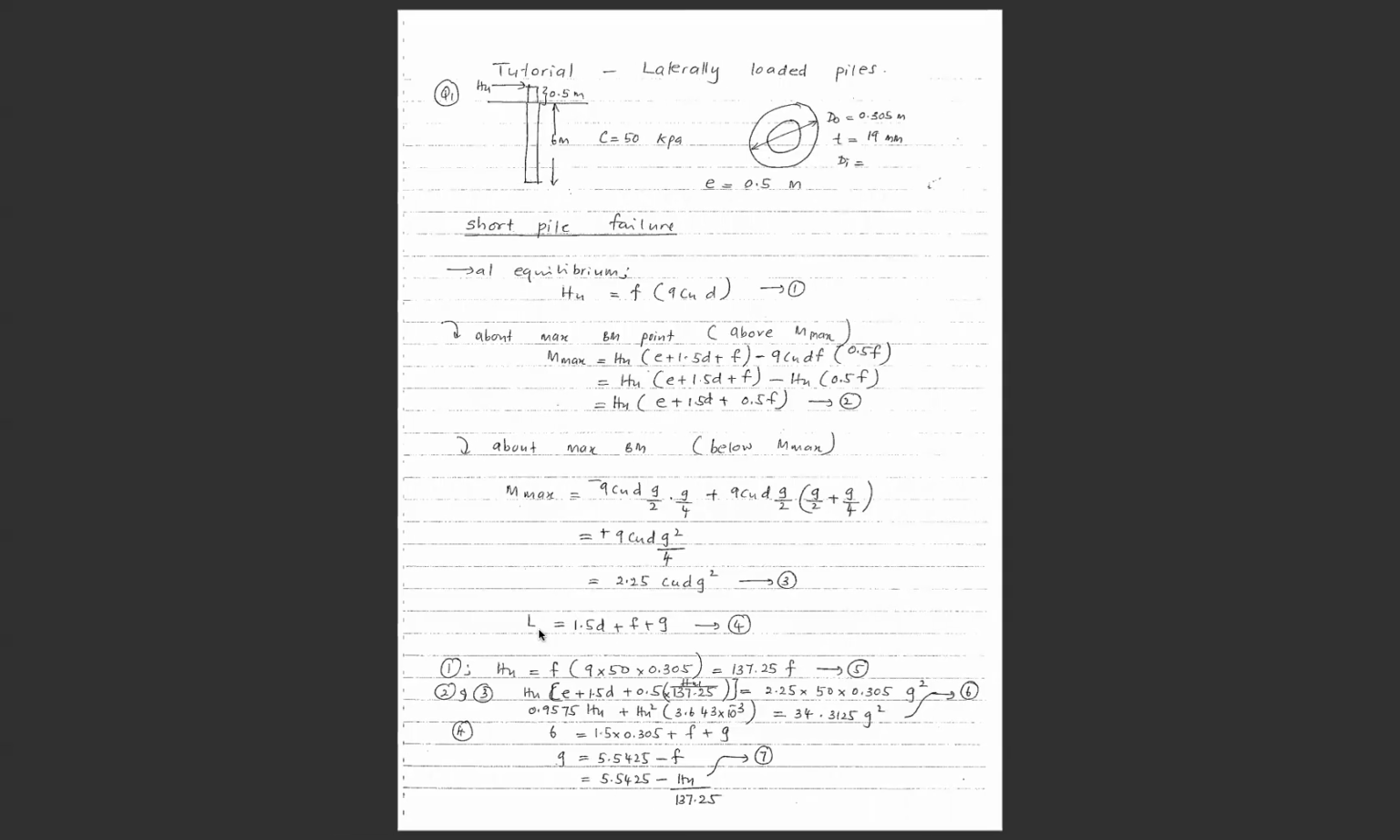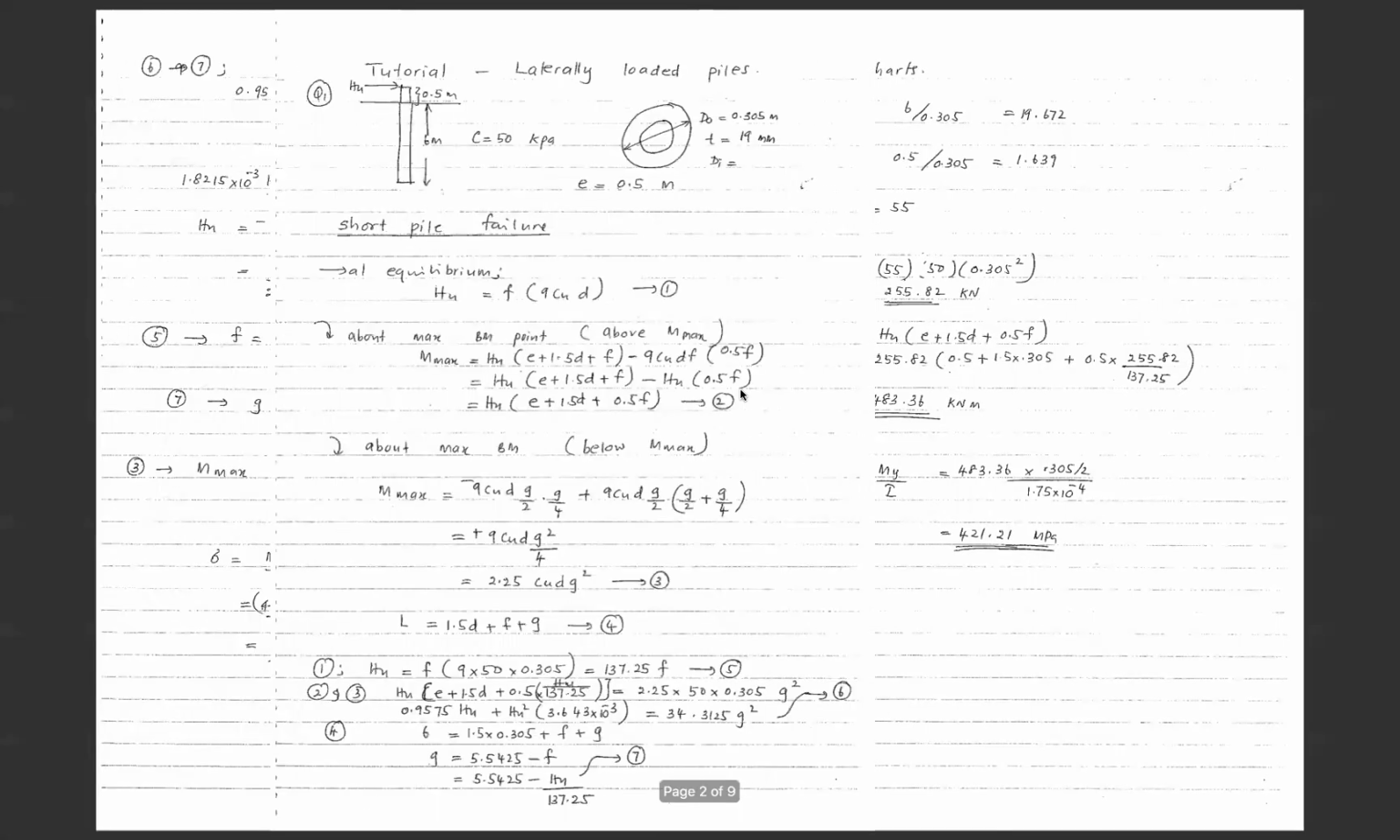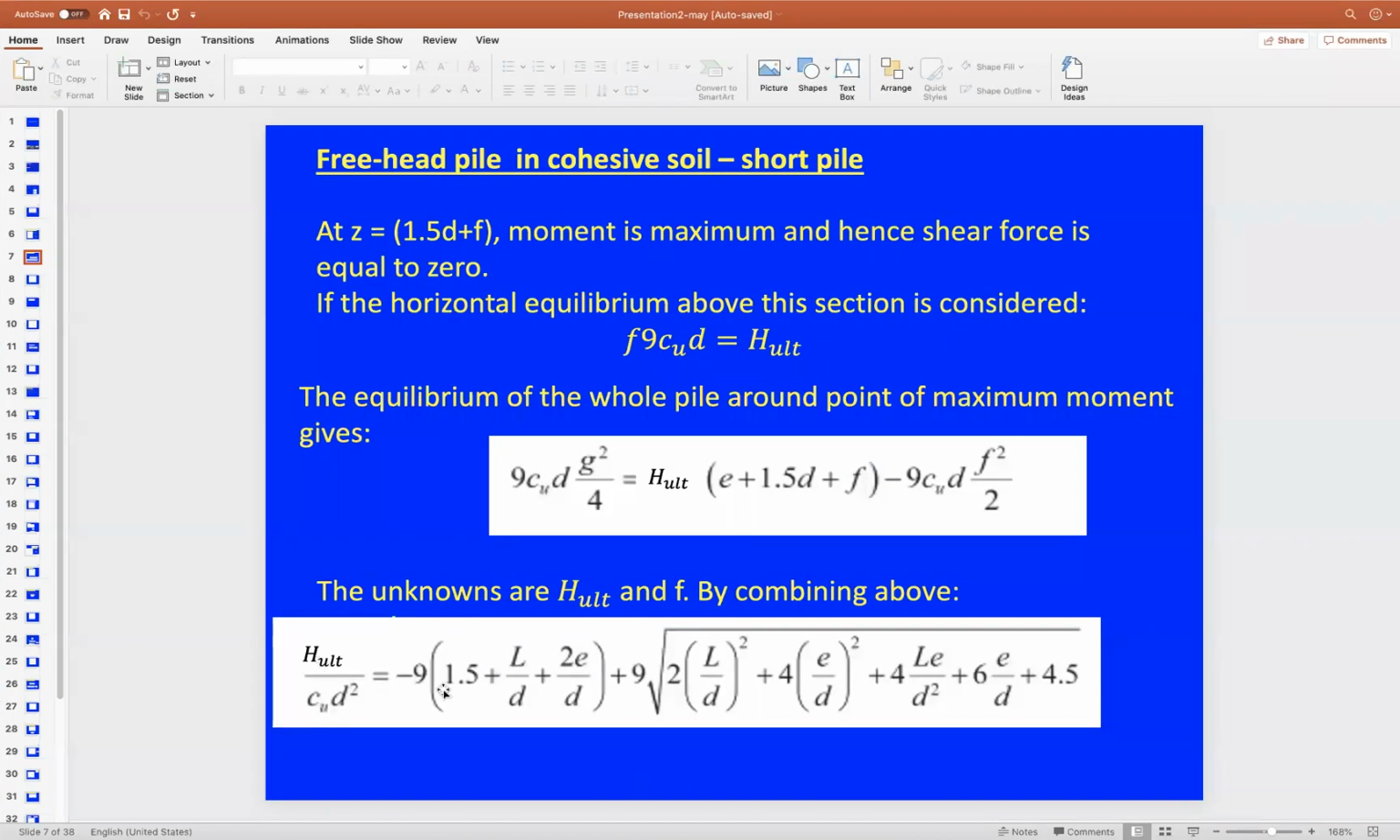Instead of deriving everything from the principle of static equilibrium, the sum of the forces in the system and the sum of moments on the system, you can go directly to the lecture notes and use these equations to find the value of H ultimate by knowing the value of Cu, D, E, and L, okay? And you will get approximately the same answer, because this equation is derived from the static equilibrium principles of the horizontal forces in the system and the moments on the system, okay?